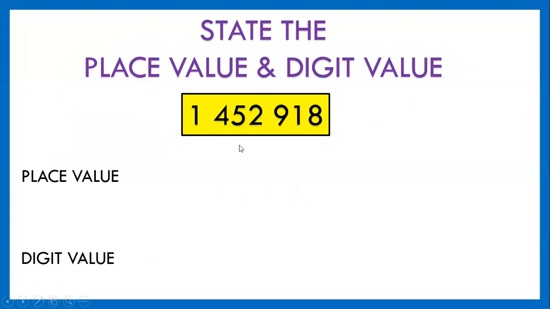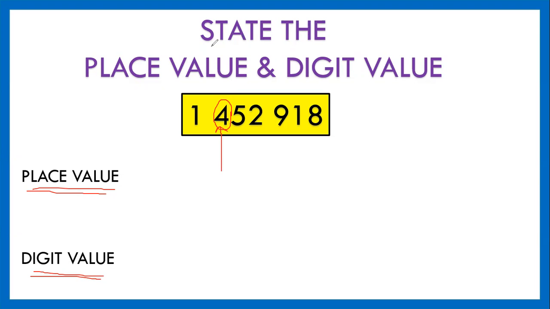Here, have a look at this number. It's easily read as 1,452,918. Now, at any point at any time, if I point to a digit and I tell you, all right, I've chosen the digit 4, tell me the place value and tell me the digit value of this number, what would you answer? Now, at this point, you need to understand what is the meaning of place value and what is the meaning of digit value.